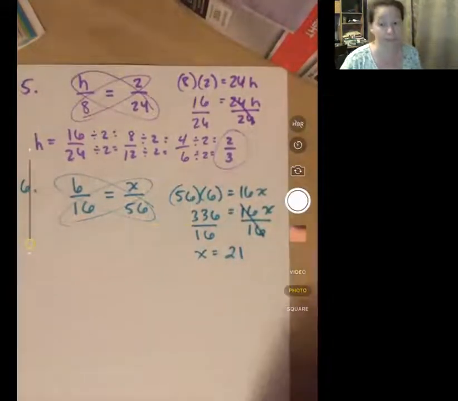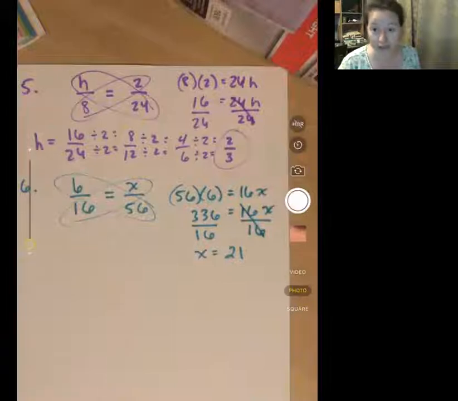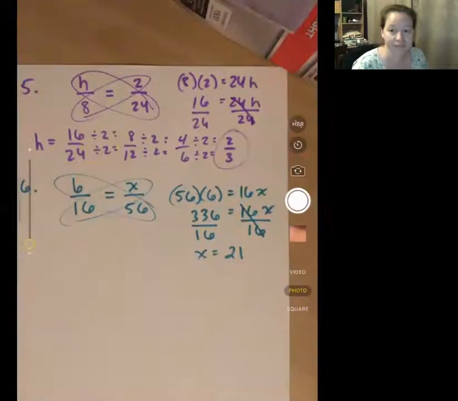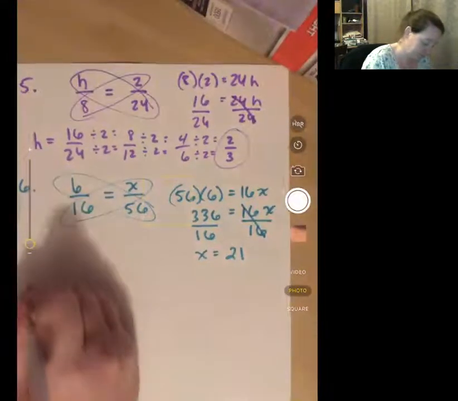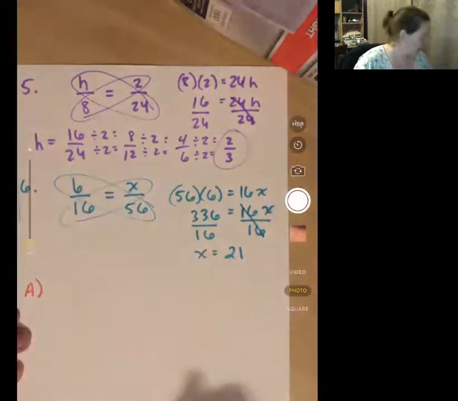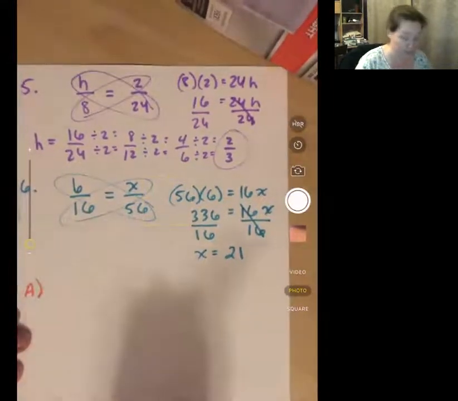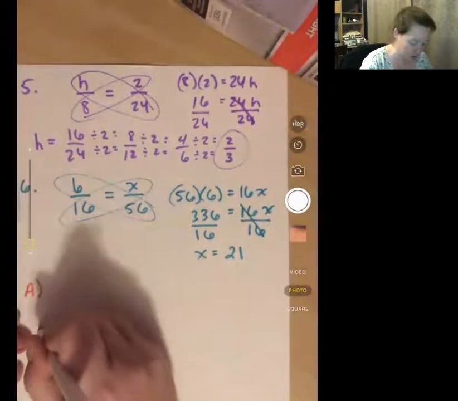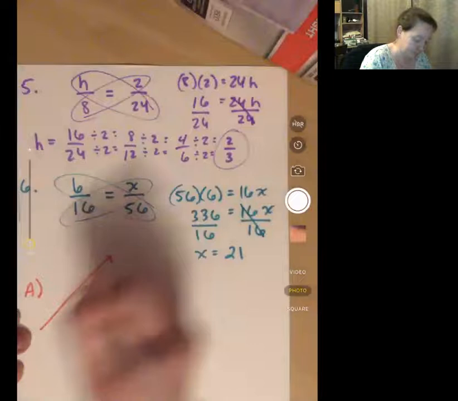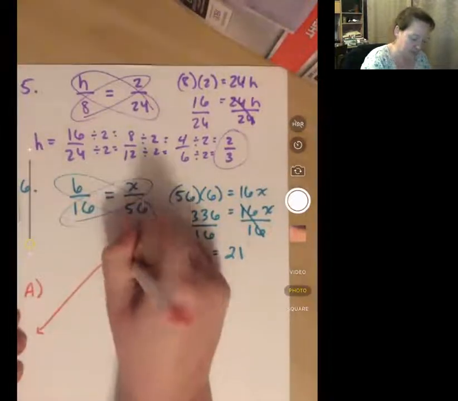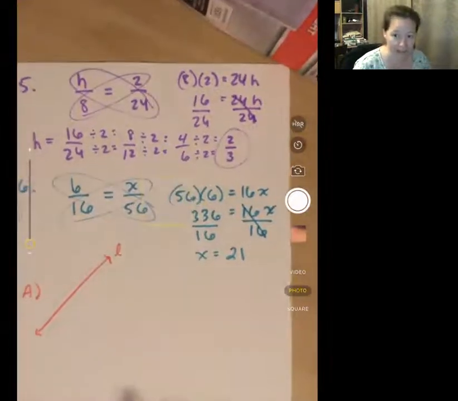All right, so I'm going to pause for a second and look to see what this Explore Activity 2 is. All right, so let's try this one. Letter A says we need to draw a line that is not horizontal. So I'm going to draw a line like this. I'm going to label this line L. Okay, so that's my line.